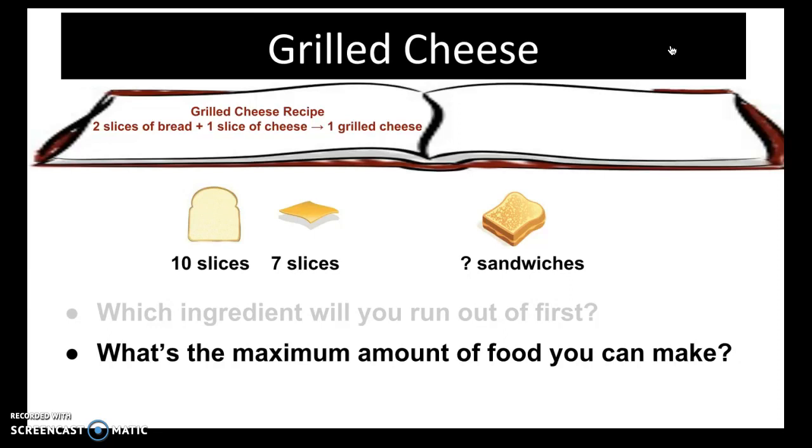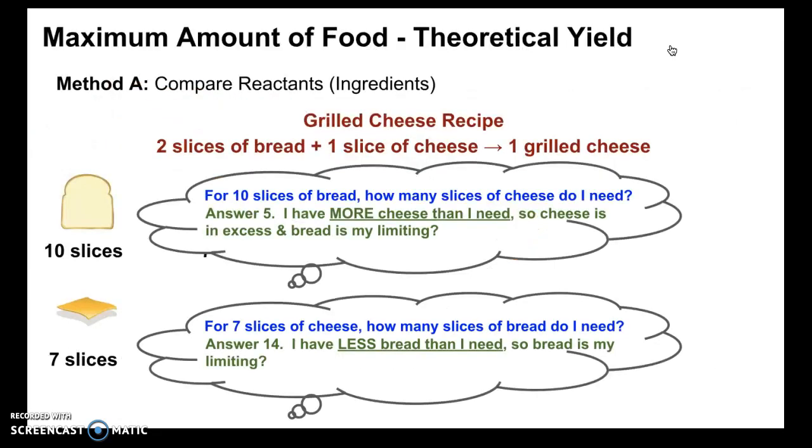We also focused on the limiting reactant question: which ingredient will you run out of first? And we looked at two methods, method A and B, for how to determine the limiting reactant. What we're going to focus on now is the maximum amount of food you can make, which is our theoretical yield. And we, again, will look at method A and B. So let's start with method A.